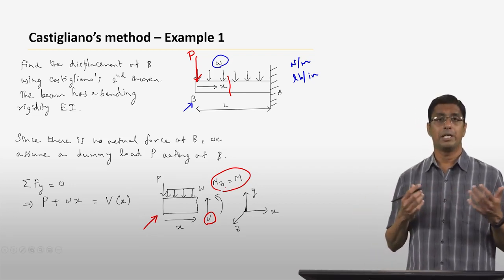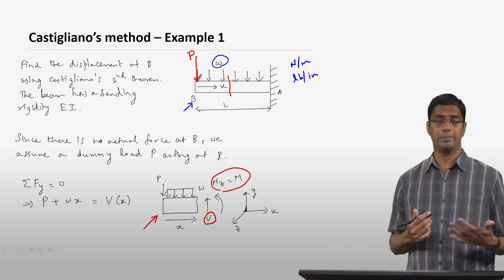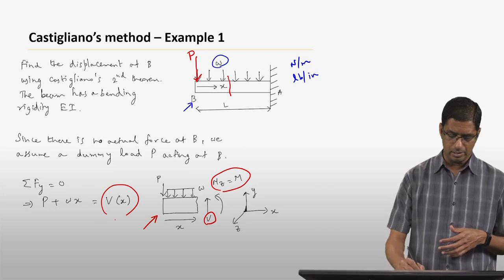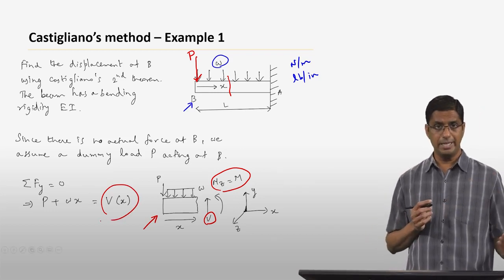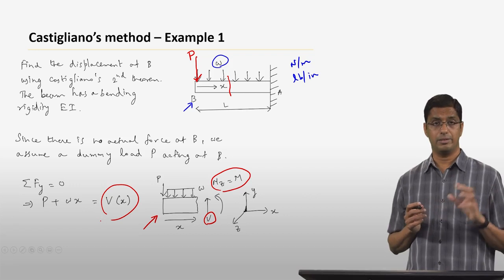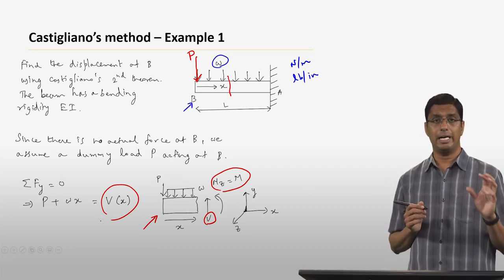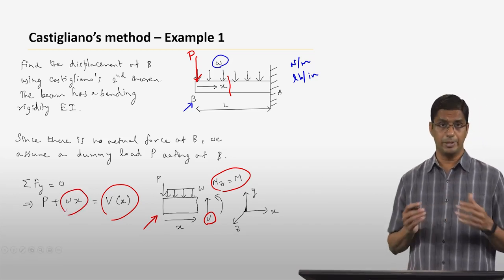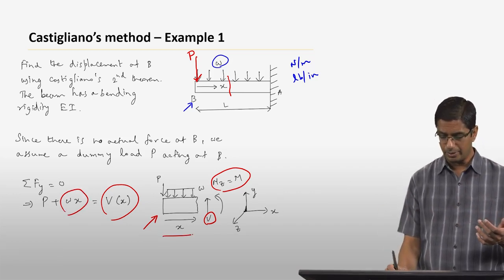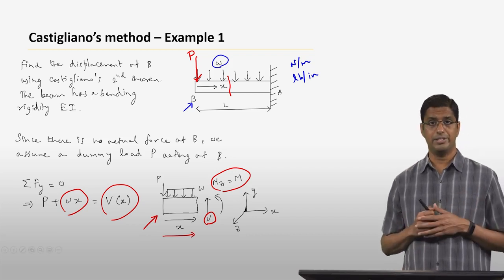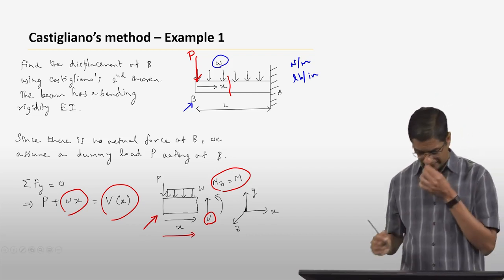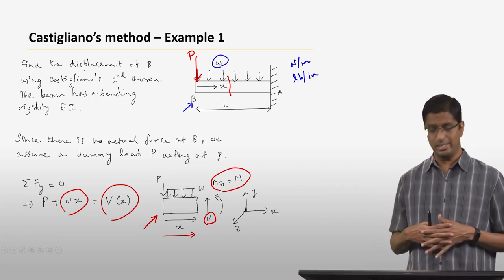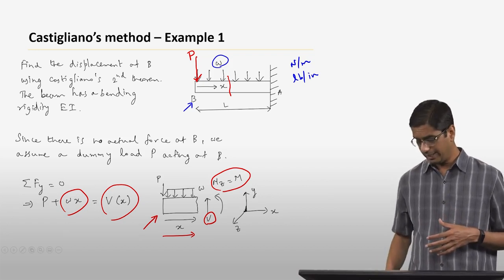Now, you can use the equilibrium of forces, sigma Fy equal to 0, to find out what this V of x is. V of x turns out to be P, which is the assumed concentrated force at point B, and the contribution due to the distributed load is W times x, where x is the total distance of that section from the point B. This is something that you have learned multiple times in your solid mechanics class and also in this class, so you should be quite comfortable writing down these equations.